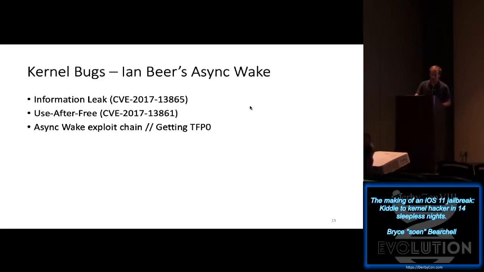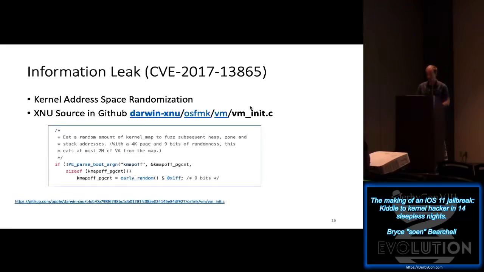So when Ian Beer released this set of bugs, he labeled them async wake because they were part of the IOKit derivative library. And there were two bugs that he released, an information leak in the kernel, and then a use after free. And then he kind of nicely wrapped them up into an exploit chain for us.